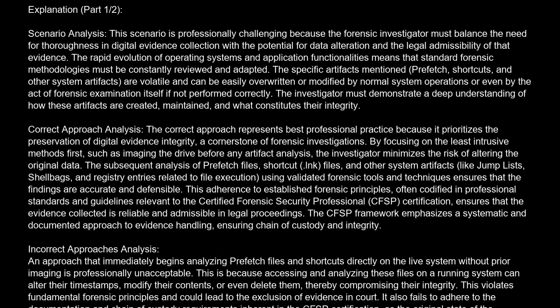The correct answer is D. Immediately analyze prefetch files and shortcut files directly on the live system, using readily available forensic tools to quickly identify user activity and program execution.